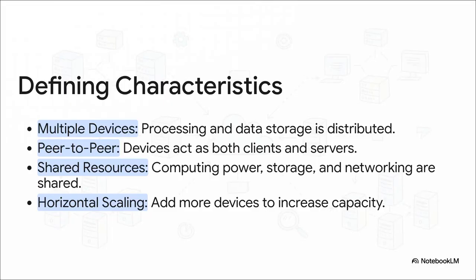And these characteristics are what give the system its unique personality. We know the work is spread out, and often it's what we call a peer-to-peer setup, which just means any device can both ask for help and provide help. But this last point, this is so important. They scale horizontally. What that means is when you need more power, you don't have to replace your machine with a bigger, way more expensive one. Nope. You just add another computer to the team. It's so much more flexible and, a lot of the time, way cheaper to grow.